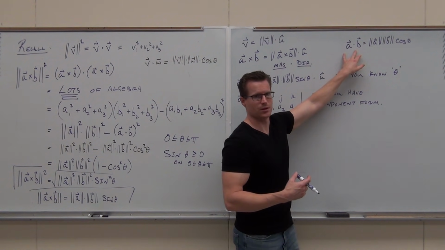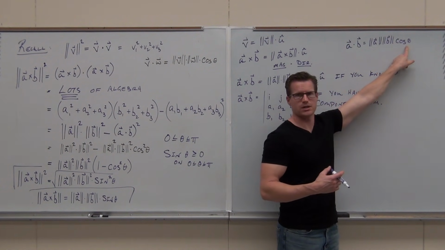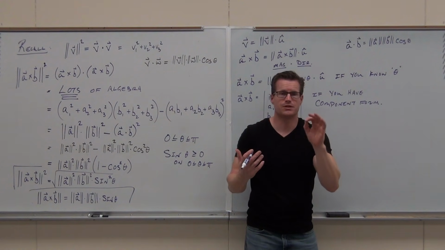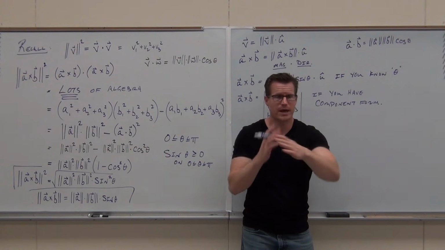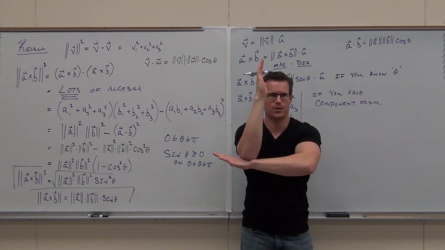If the dot product is 0, the only way that happens with non-zero vectors is when cosine is 0, when the angle is pi over 2. Tell me the angle of pi over 2. Come on, angle of pi over 2, what is that? If the dot product is 0, we have perpendicular. Are you following what I'm talking about? It's the one way we know.